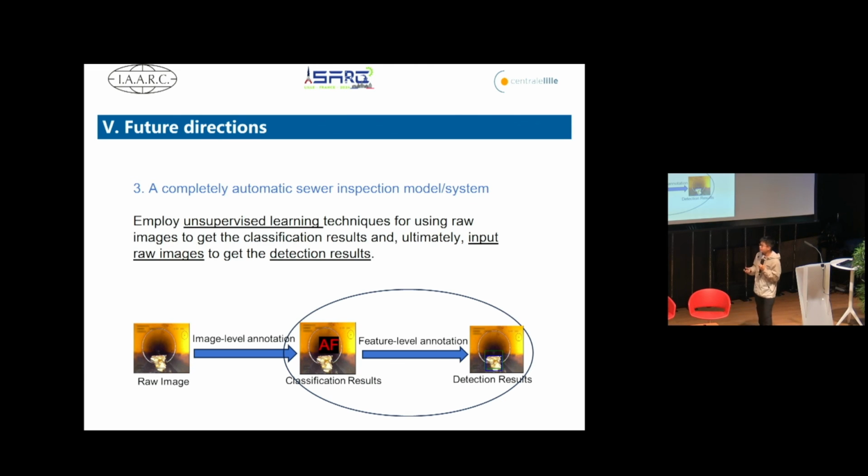Our ultimate goal is to develop a completely automatic search system. Our work has eliminated the need for bounding box annotations for developing an efficient defect identification system. But we will further investigate using unsupervised learning techniques, using raw images to get the classification results, and ultimately inputting raw images to get the detection results.